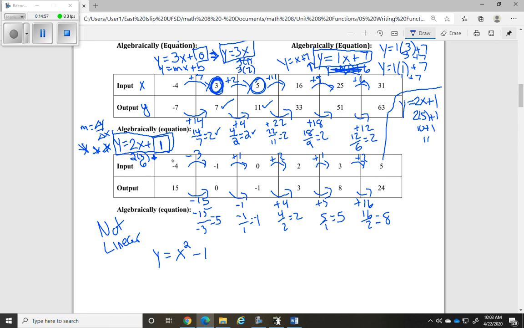If I plug in this first x value of -4, I have -4 squared minus 1. -4 times -4 is a positive 16. 16 minus 1 is 15. So it gave me my first one. If I test it with the next one, -1 squared, -1 times -1 is positive 1. 1 minus 1 is 0. It worked with the second one.